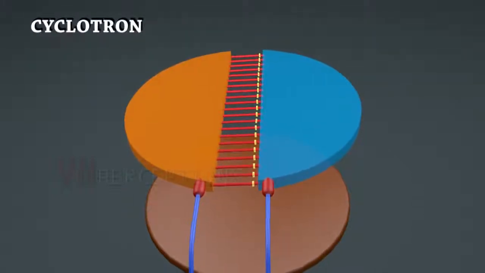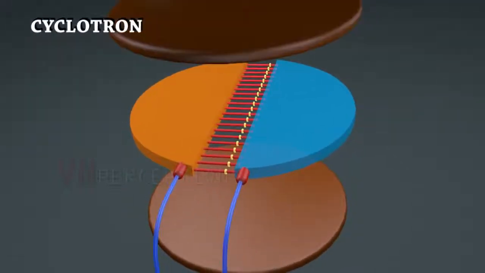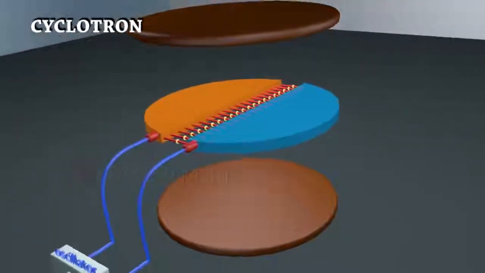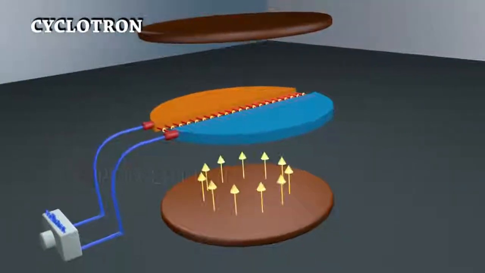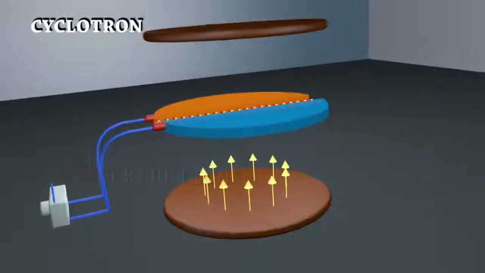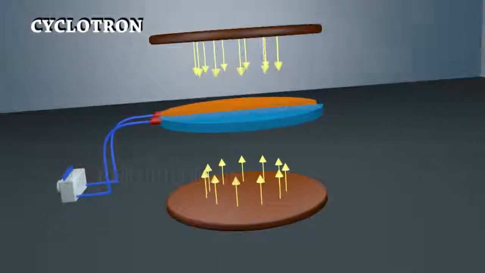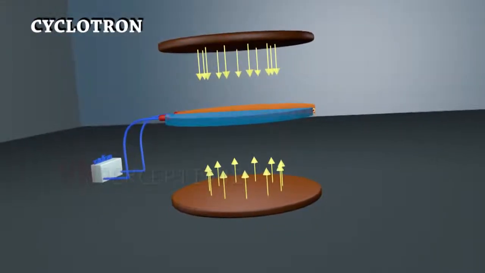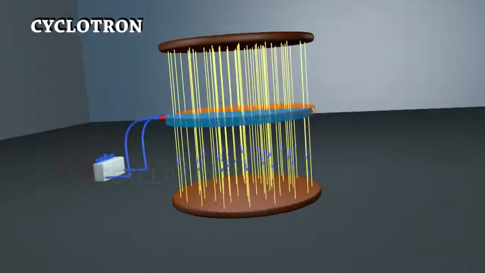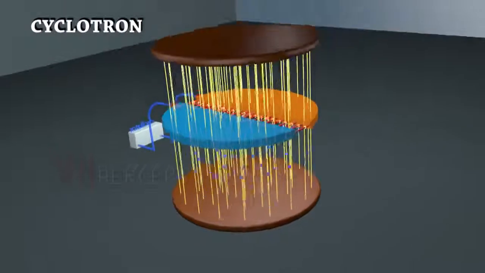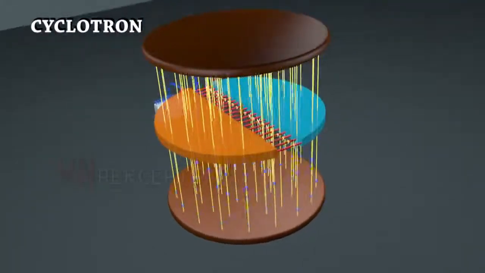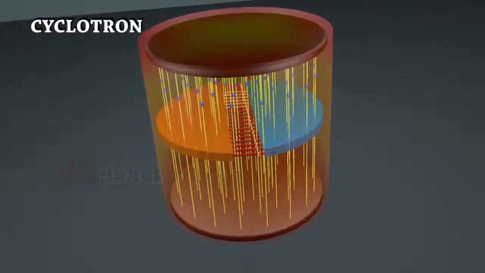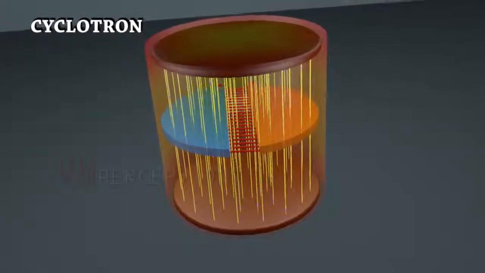One electromagnet is kept below the two Ds and one electromagnet is kept above the Ds. The bottom electromagnet will have a north pole above and the top electromagnet will have a south pole below. This would create a magnetic field perpendicular to the direction of the electric field. This entire arrangement is sealed in a vacuum box.